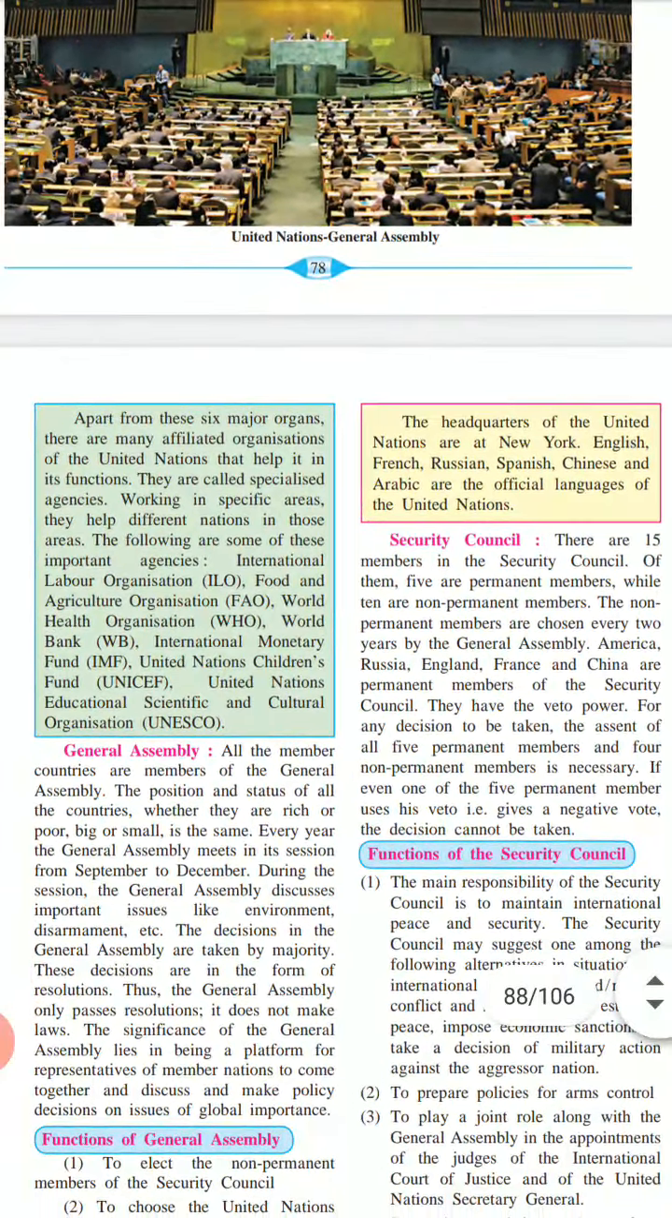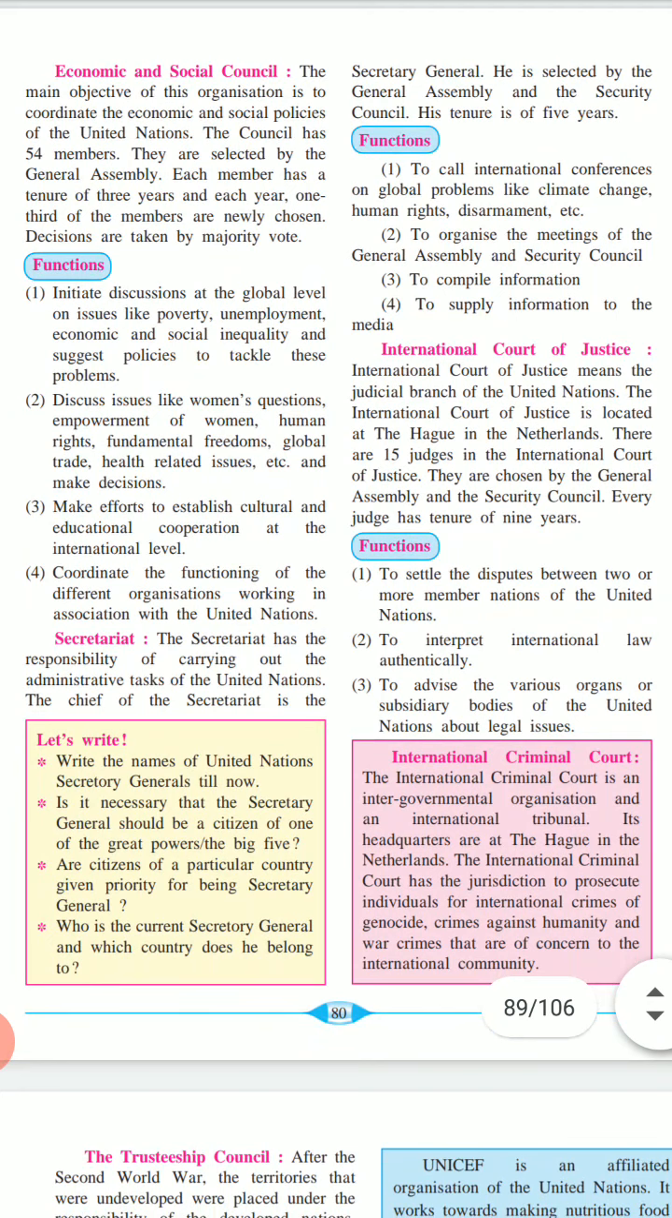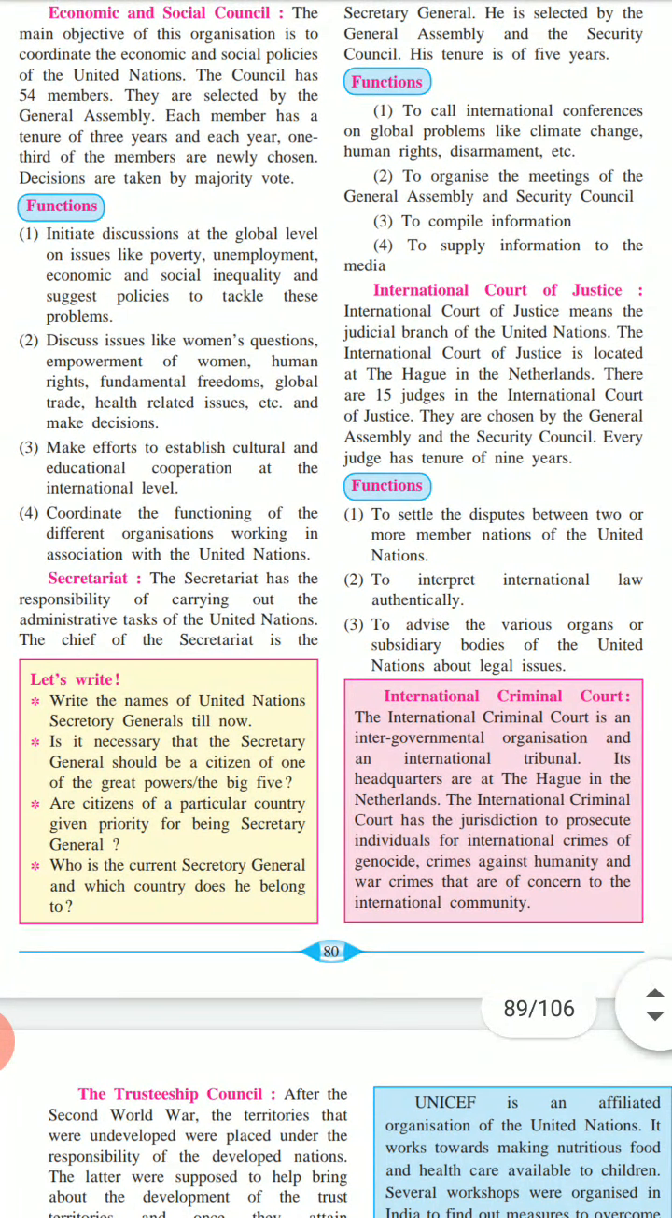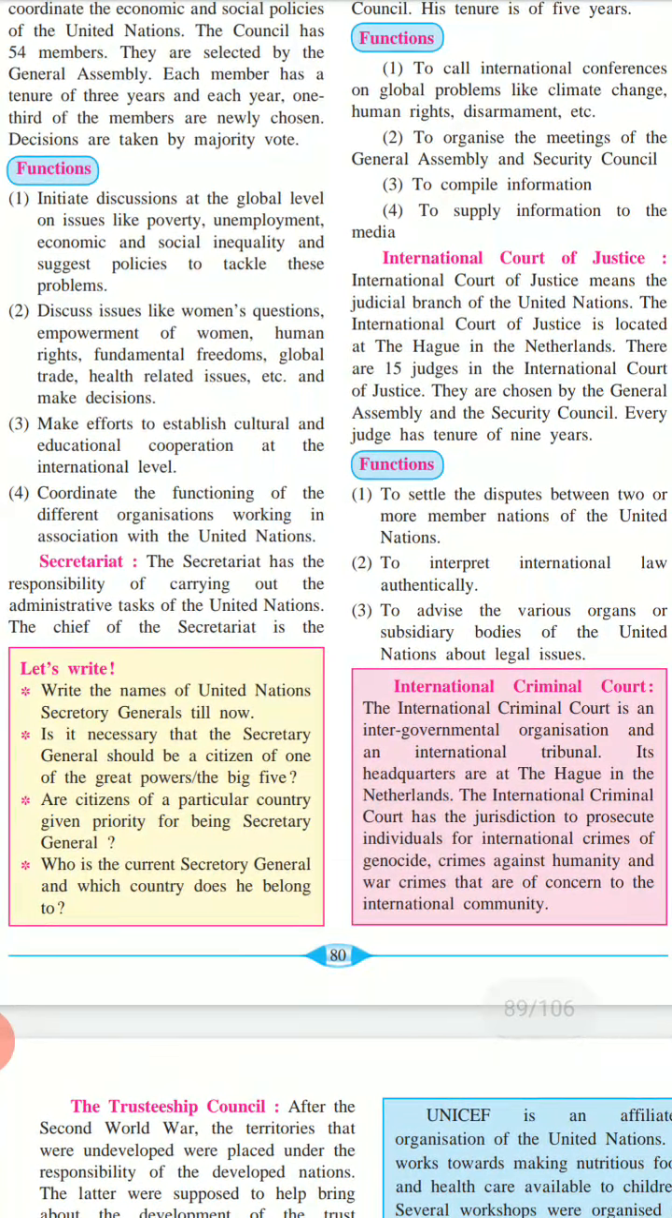Then we saw the functions of the General Assembly. After that, the Security Council and its functions. Then we came to know the Economic and Social Council, and then we saw the functions of the Economic and Social Council. So now today we are going to see the next topic, that is the Secretariat.